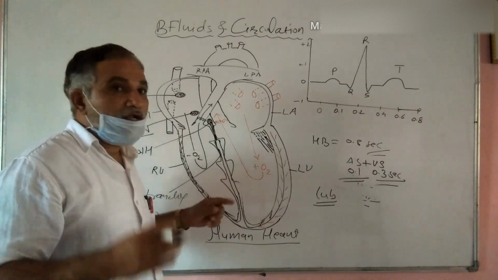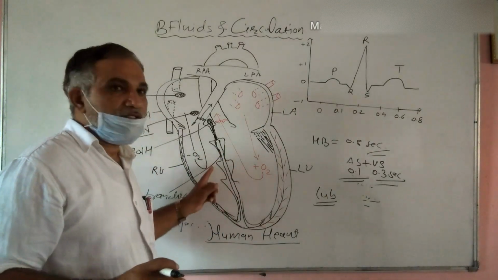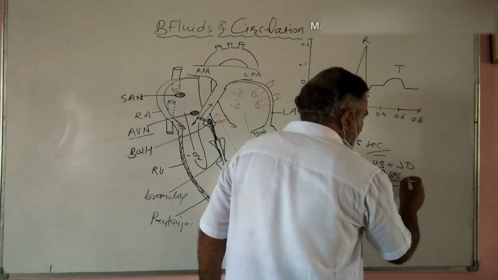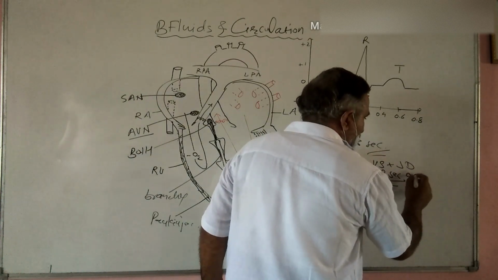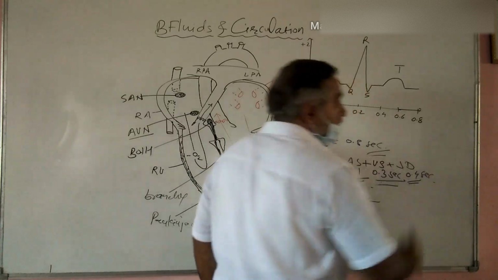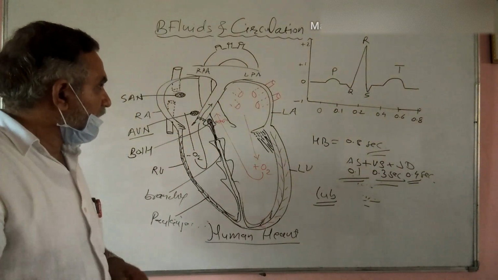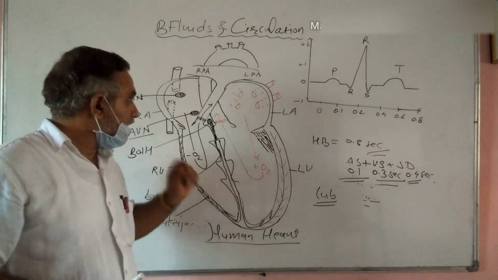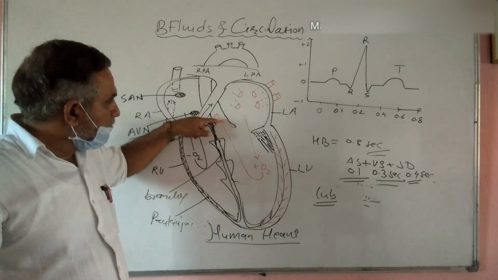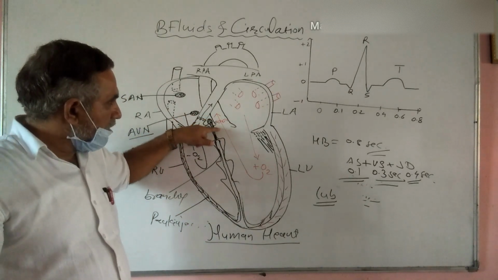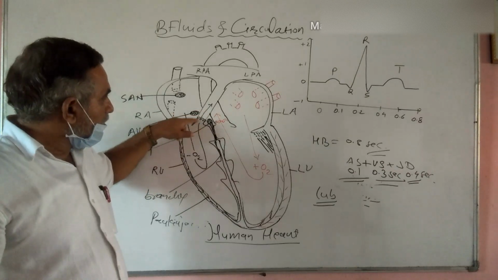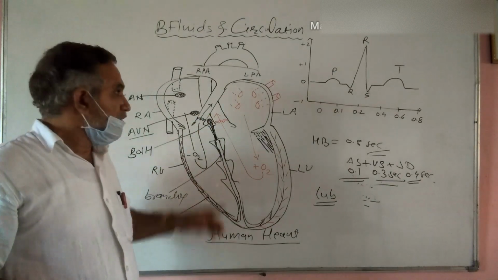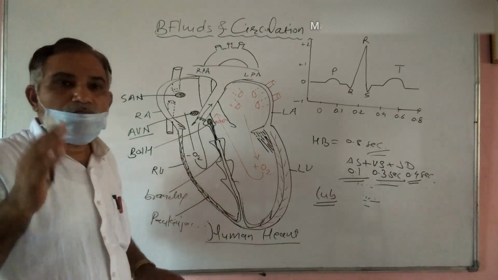Then ventricular relaxation takes place. That is the third event, the joint diastole, and it lasts just within 0.4 second. It means when the joint diastole takes place, at that time the semilunar valves, this is the aortic valve and this is the pulmonary valve, both get shut, both get closed to prevent the backflow of blood.